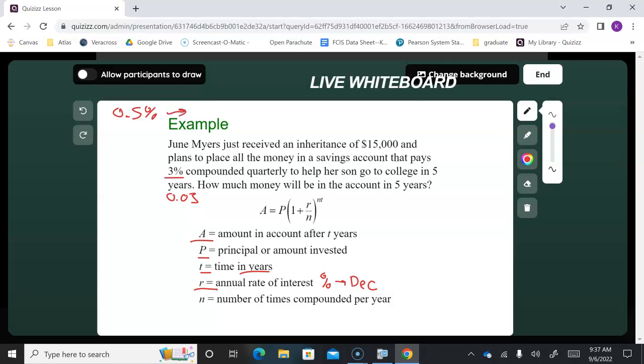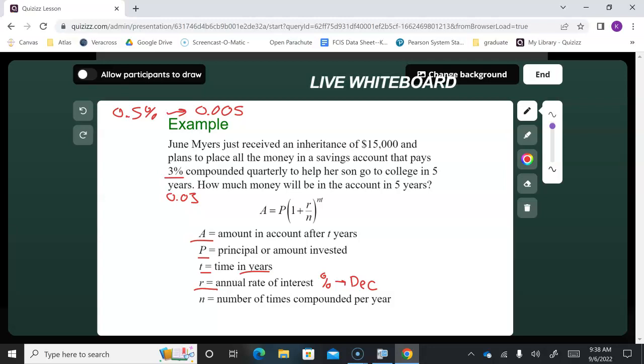0.5% as a decimal. 0.005. So even if they give you the percent as a decimal, it's still a percent. You need to write it in decimal notation. Move your decimal two spaces to the left.